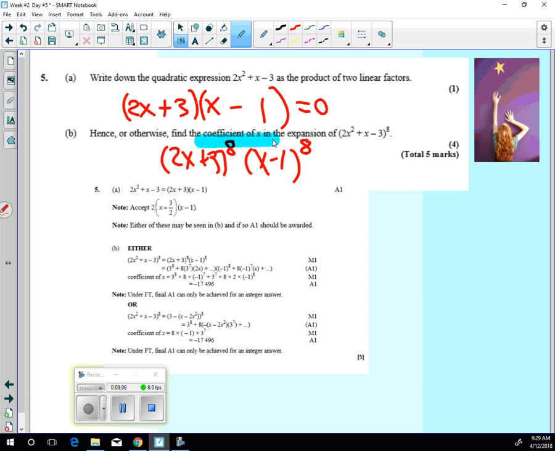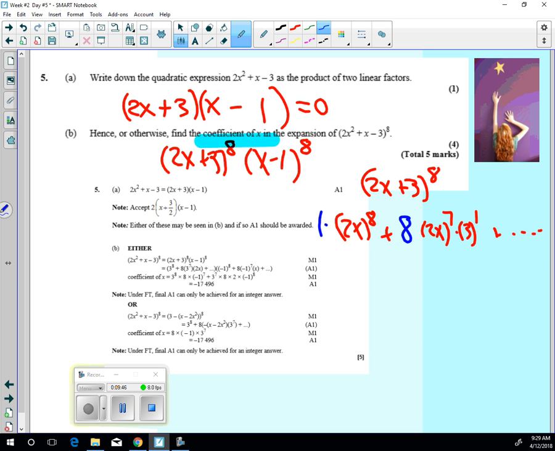If we want just the x, can you see that it's going to be this 3 to the 8th times the one that has x, and this negative 1 to the 8th, and this one times x? So let's go this way. 2x plus 3 to the 8th. Now that's going to be 2x to the 8th, right? Then it's going to be 2x to the 7th times 3 to the 1st. And then it's going to be blah, blah, blah, on and on we go. To the 8th, the coefficients are going to be 1, 8, and so on, right?